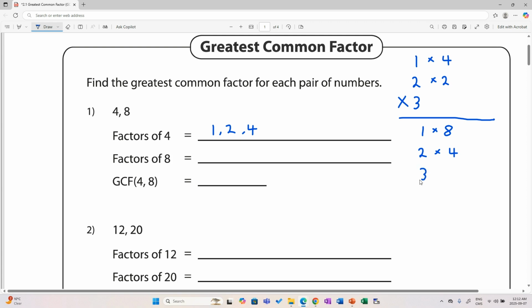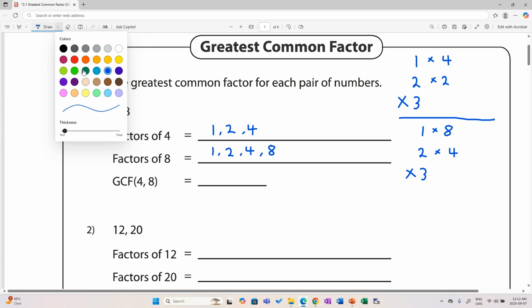And what about 3? Does 3 work? Can I multiply 3 by a number to get to 8? In this case, I can't. So I'm going to say no. And I'm going to stop right there. So my factors of 8 are 1, 2, 4, and 8.